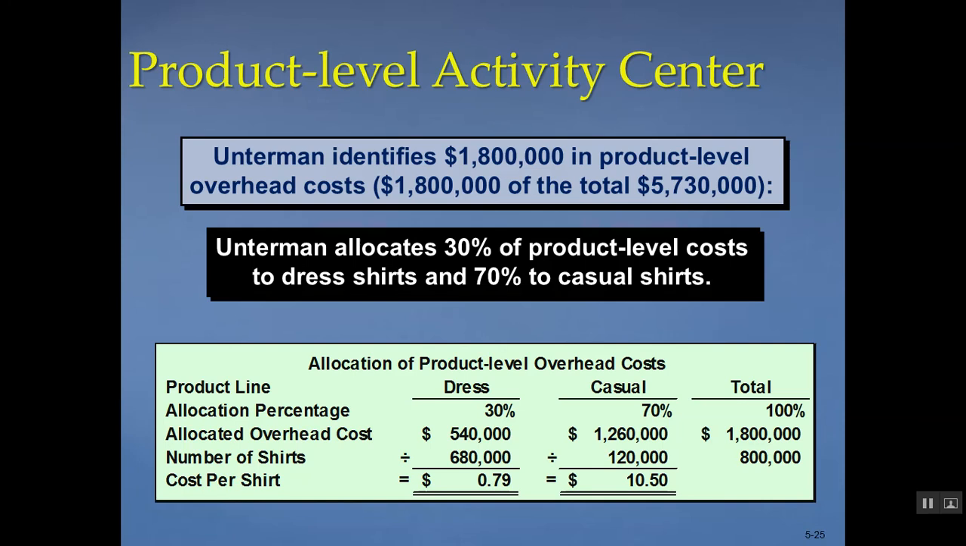Now we're going to look at the product level costs of 1.8 million, and we're going to be allocating it based on a percentage: 30% of the cost should go to dress shirts and 70% of the cost should go to, excuse me, the casual shirts. So you would take the 1.8 million times 30% and times 70%, and again, you would expect the cost per shirt to be less for the dress shirts. They're getting a lesser percentage of the cost and a higher percentage of the number of shirts that it's making. It's just less expensive to make those shirts.